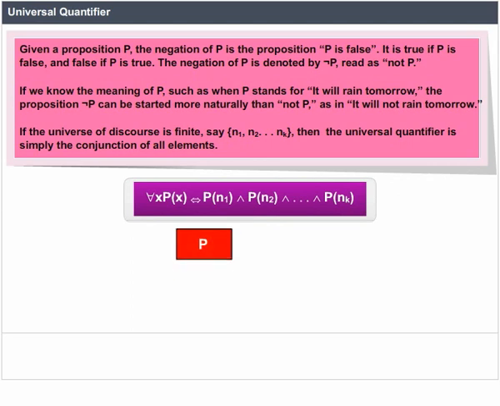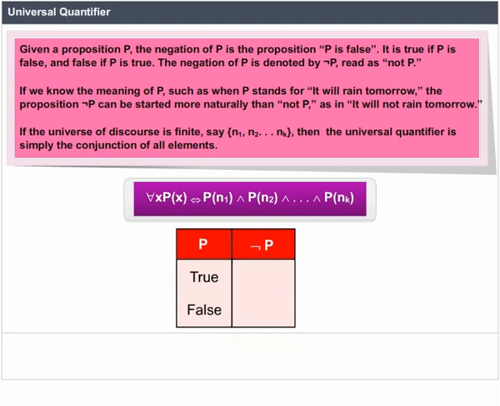Truth table for negation: P represents true, false. Not P represents false, true. A truth table simply lists the truth values of particular statements in all possible cases.